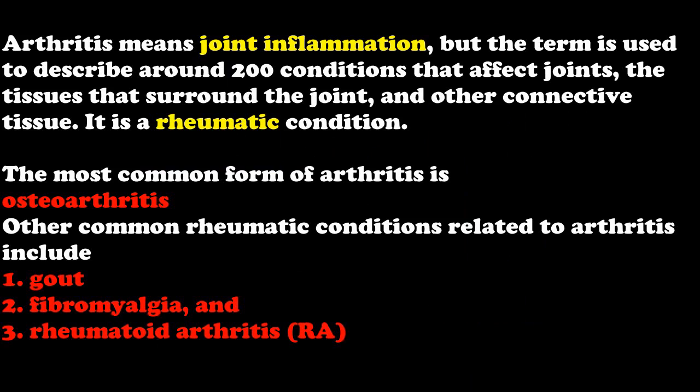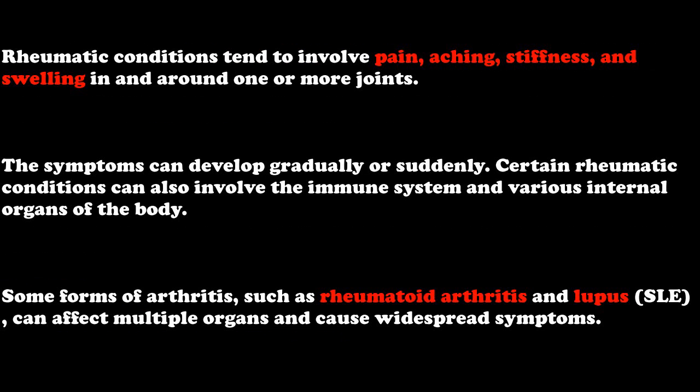Arthritis means joint inflammation, but the term is used to describe around 200 conditions that affect joints, the tissues that surround the joint, and other connective tissue. It is a rheumatic condition. The most common form of arthritis is osteoarthritis. Other common rheumatic conditions related to arthritis include gout, fibromyalgia, and rheumatoid arthritis.